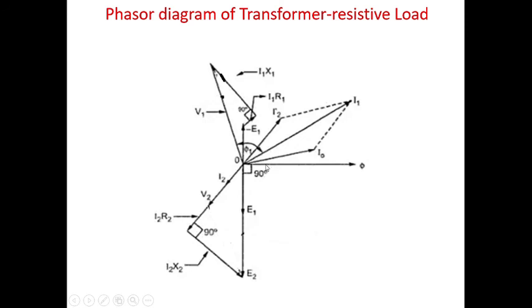Similarly, here I0 is the no load current. Then I2 projected gives us I2 dash. Then I2 dash plus I0, the phasor sum, gives us this I1. Then along with this, minus E1, we will be drawing I1 R1 in phase with this I1. Then about 90 degrees to this we will be drawing I1 X1. Then joining these 2 points we will be getting V1. This is the phasor diagram of the transformer at resistive load.